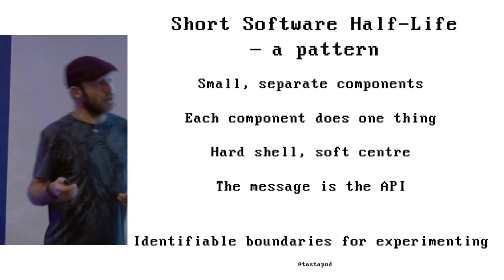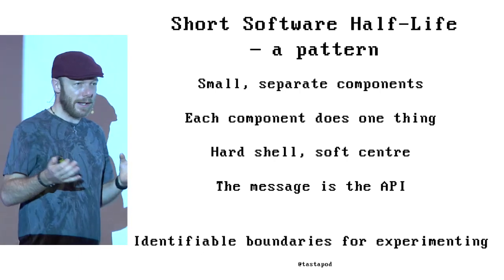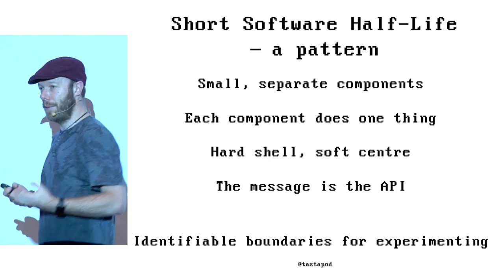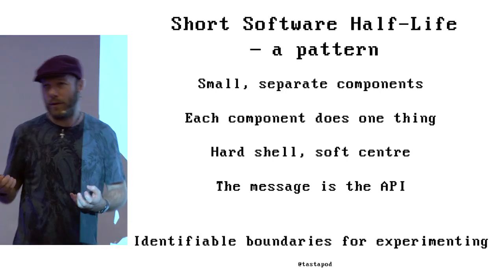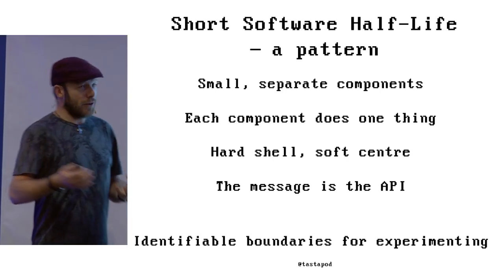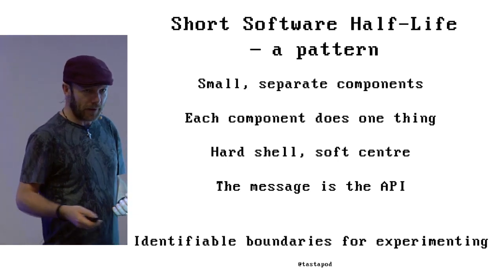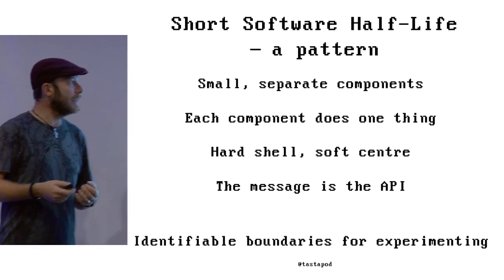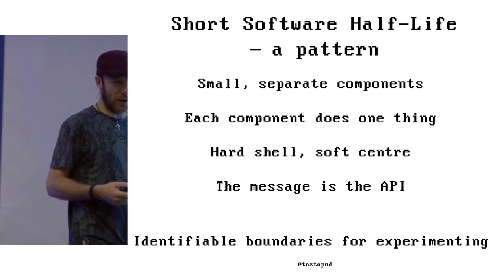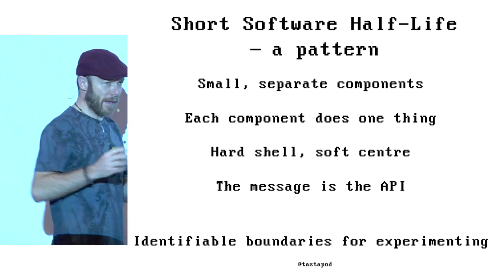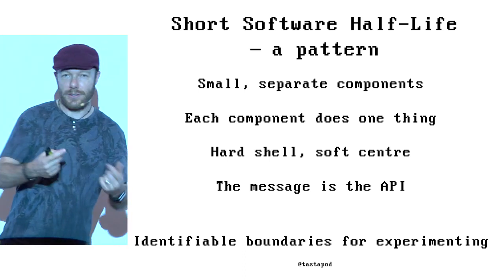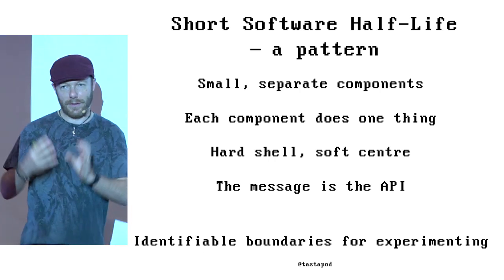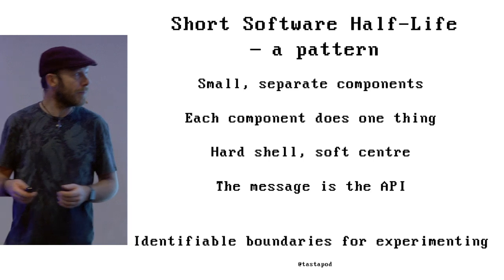So short software half-life then. In order to make this true, I need small separate components, okay? Because if I can't reason at a component level, I can't possibly think about what it means to replace code. Each component does exactly one thing, okay? This is like single responsibility, it's more that it fits in my head, okay? So it has a hard shell and a soft center, like a good chocolate. So what that means, it has a clearly defined API, and the messages and the API define the protocol for that component, and I can replace it with another component that does the same thing.